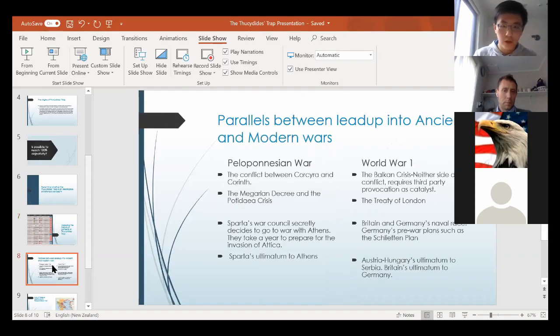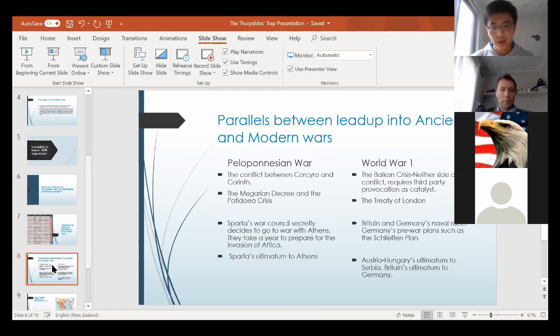I'll now move on to some description of the Peloponnesian War. The comparison I'm going to use is the Peloponnesian War and World War I, and there are some really obvious parallels between the two. In the Peloponnesian War, there was a conflict between Corcyra and Corinth. Both were city-states, and they were very good at sea, so they were challenging each other for maritime dominance. Naval dominance, sorry, yeah, naval dominance.